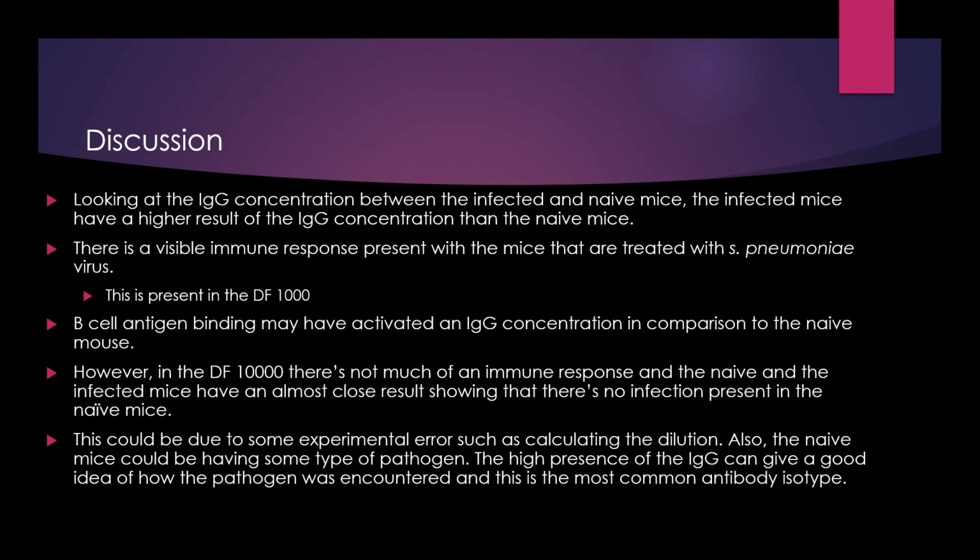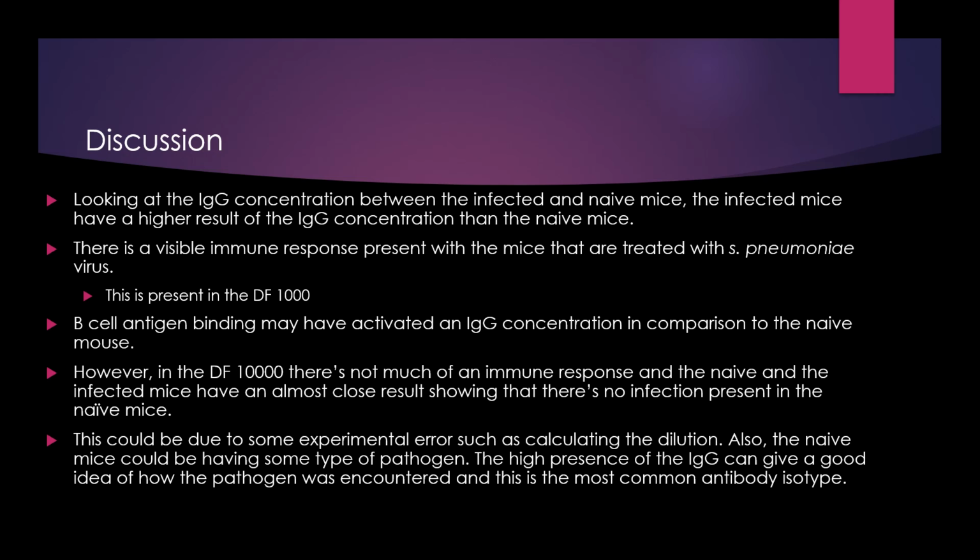Discussion. Looking at the IgG concentration between the infected and the naive mice from the results section, we concluded that the infected mice have a higher IgG concentration than the naive mice. IgG performs well in terms of fixing complement and enhances phagocytosis by macrophages. There is an immune response present and visible in the mice that were treated with S. pneumoniae. This shows mostly at the dilution factor of 1,000.